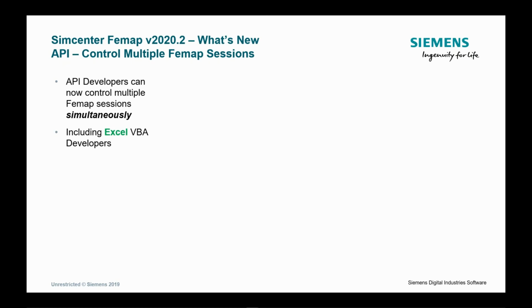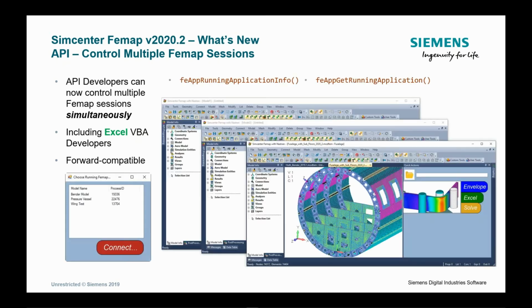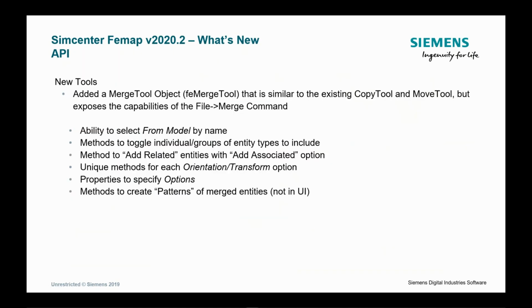Additionally, you can control multiple Femap sessions simultaneously from Excel. So that's helpful if you have a bunch of Excel macros. You can choose which one you want to run your API on. It's forward compatible, and basically this is the dialog that pops up, and you can click which instance to run your macro on.